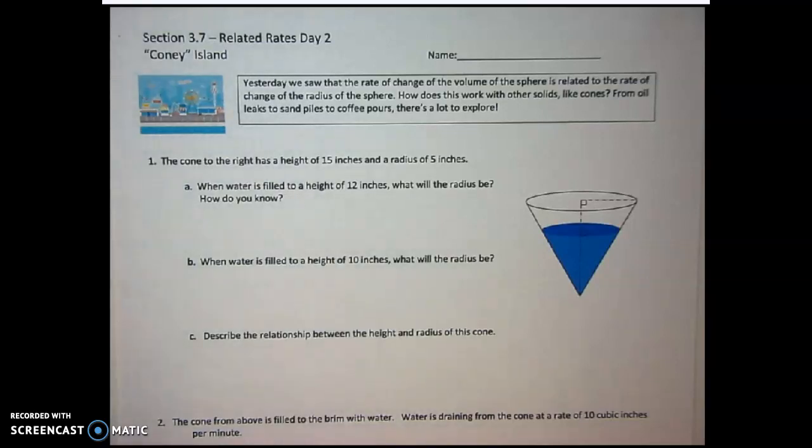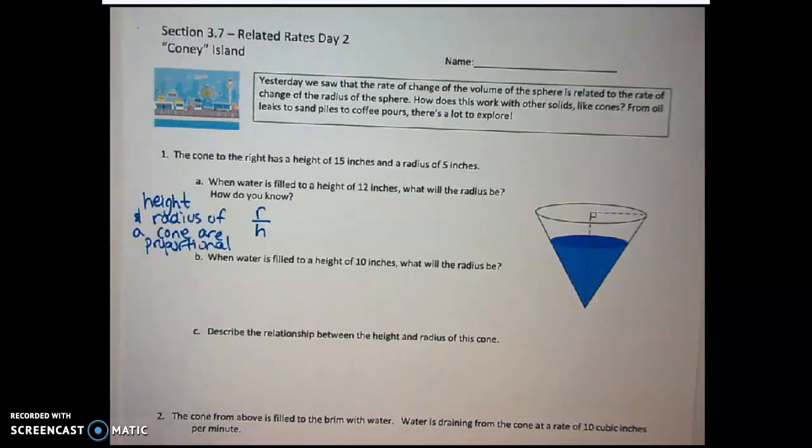So the cone at the right has a height of 15 inches and a radius of 5 inches. First of all, one thing that we need to remember is that the height and the radius of a cone are proportional. So what does that mean? Well, it means that the ratio of r over h is going to stay the same no matter what the height of the cone is. That ratio is going to have the same proportion to it.